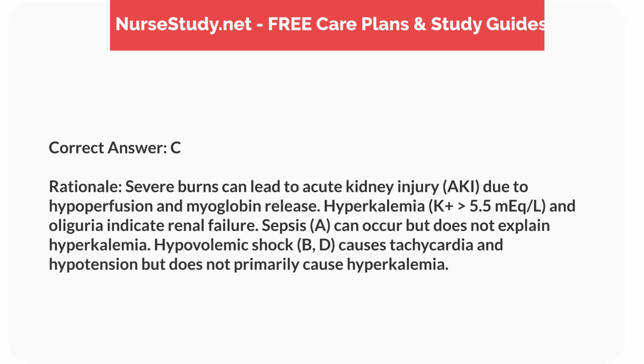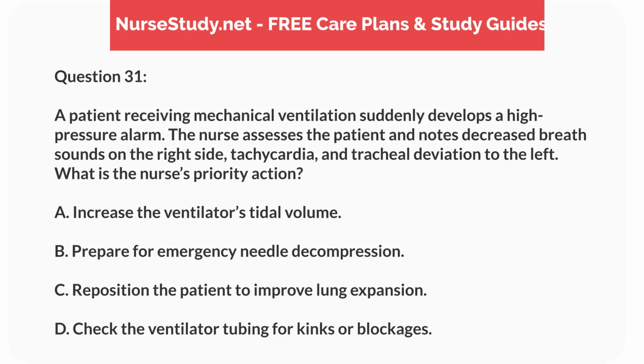Rationale: severe burns can lead to acute kidney injury, AKI, due to hypoperfusion and myoglobin release. Hyperkalemia, potassium greater than 5.5 milliequivalent per liter, and oliguria indicate renal failure. Sepsis, A, can occur but does not explain hyperkalemia. Hypovolemic shock, B, causes tachycardia and hypotension but does not primarily cause hyperkalemia. Question 31. A patient receiving mechanical ventilation suddenly develops a high-pressure alarm.